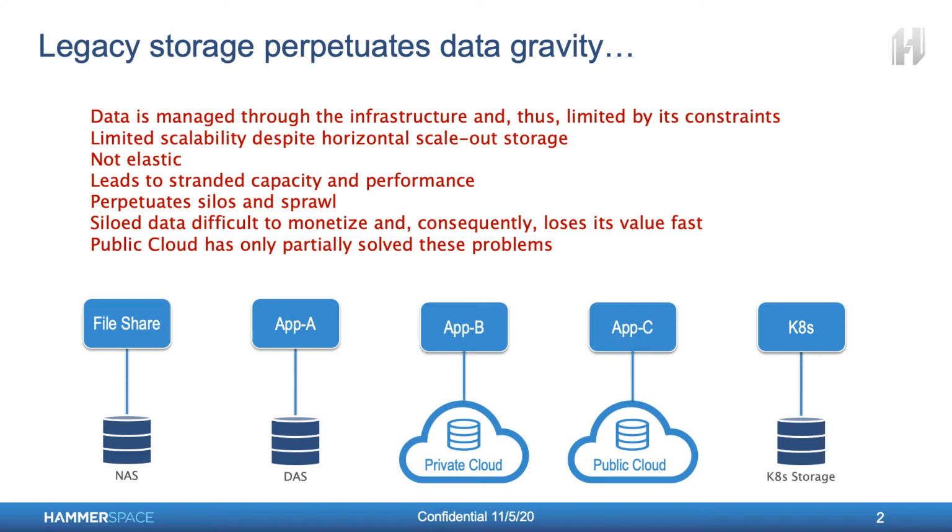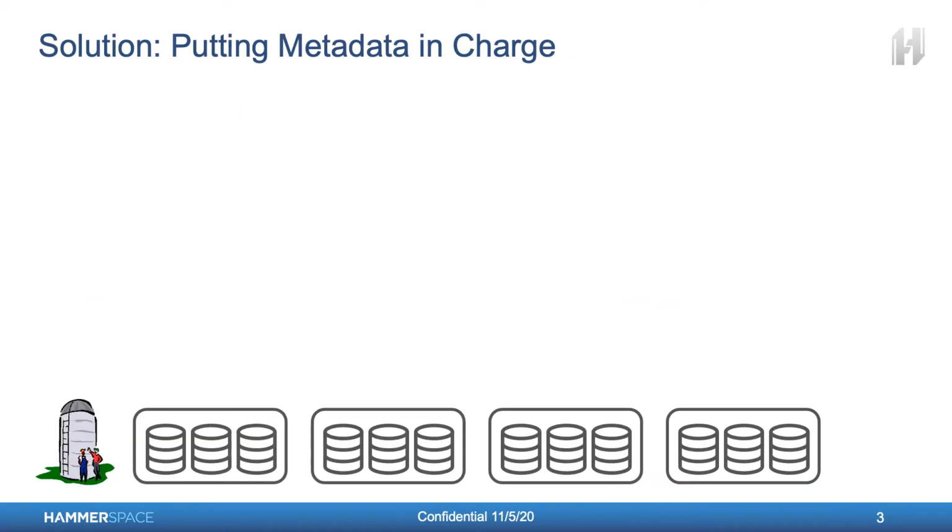It often leads to stranded capacity and performance because it's very, very difficult to make sure that you have enough capacity and enough performance and not too much for each of the different silos. And it perpetuates silos and sprawl in general. And siloed data is often difficult to monetize because it loses its value fast as it has to be recreated because data cannot be found. Public cloud has partially solved some of those problems, but not all of them.